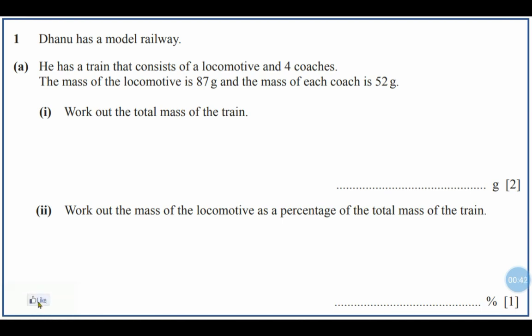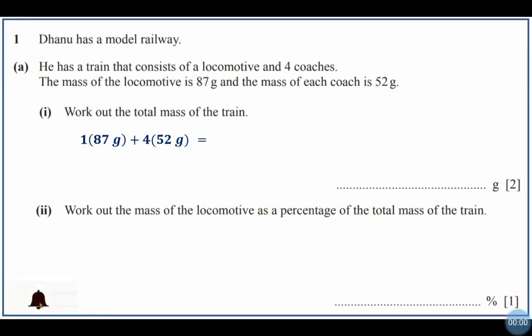If I want to work out the total mass, it means you put together the mass of the locomotive, which is 87 grams, and the mass of the 4 coaches, which is 52 grams each. So I'm just going to multiply 4 times 52 and then add it with 87. Okay, 4 times 52 is 208, plus 87 will give you 295 grams. So you will get 295 grams as your answer.